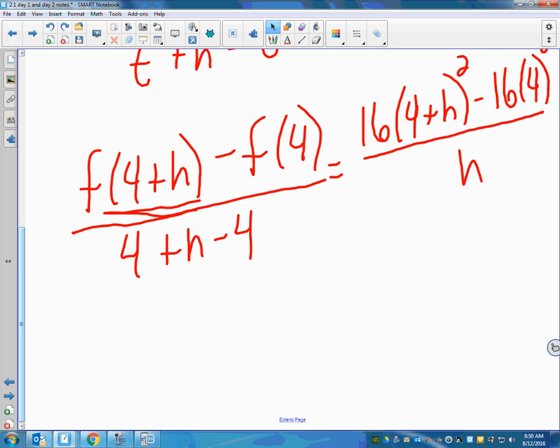Okay, so now I'm going to do some algebra, because then we're going to talk about why I am doing this. But this is a good little reminder of algebra. 4 plus h squared is not just 16 plus h squared. You've got to FOIL that out. So that would be 16 times 4 squared, which is 16, plus 4h, and 4h would be 8h in the middle, and then plus h squared. I'm going to FOIL that out.